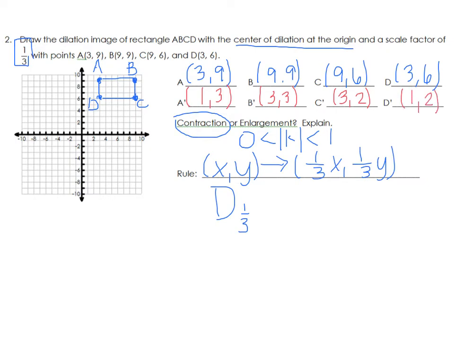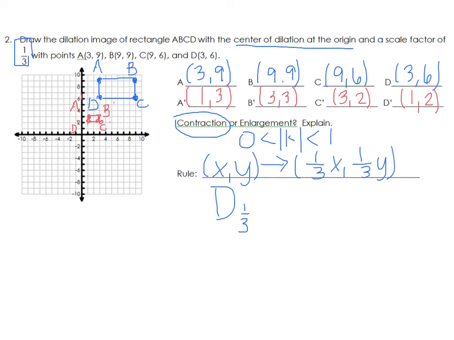So when we graph that, (1, 3), (3, 3), (3, 2). It's going to be really hard for me to graph because it's so tiny. And (1, 2) is going to be this teeny tiny little square right there. Let's see if I can even fit A prime, B prime, C prime, and D prime.